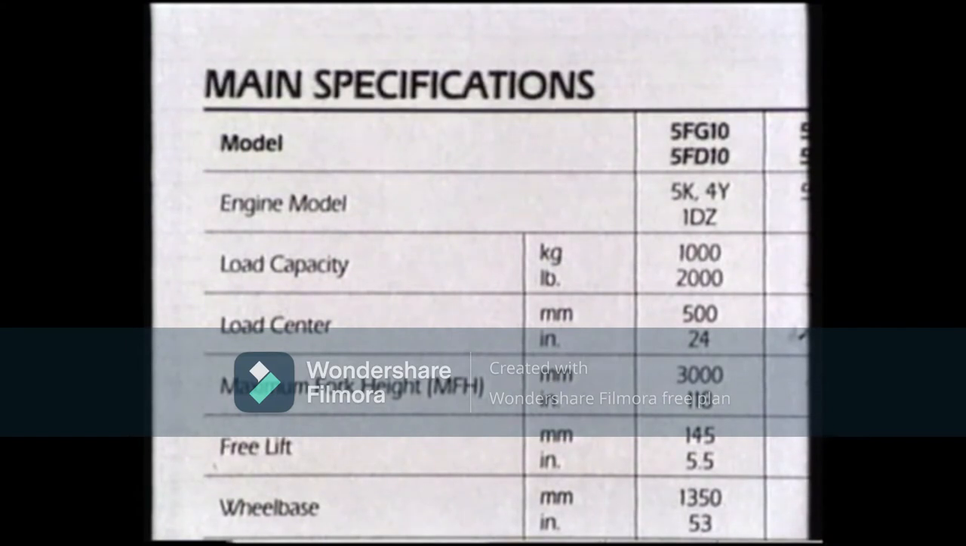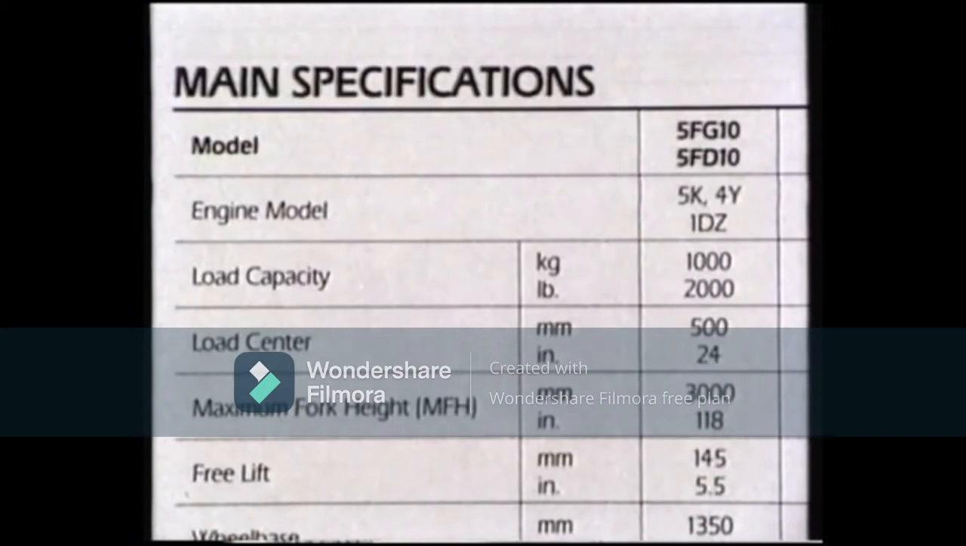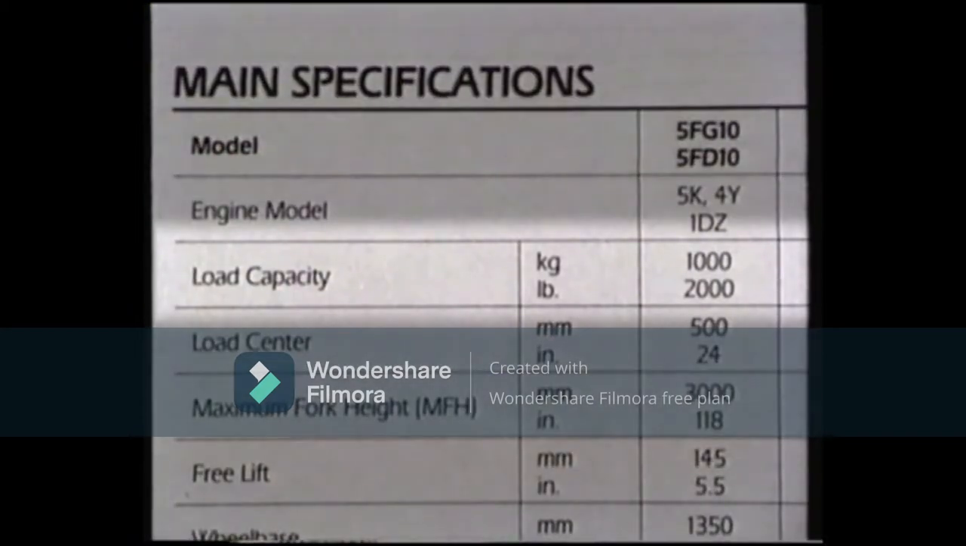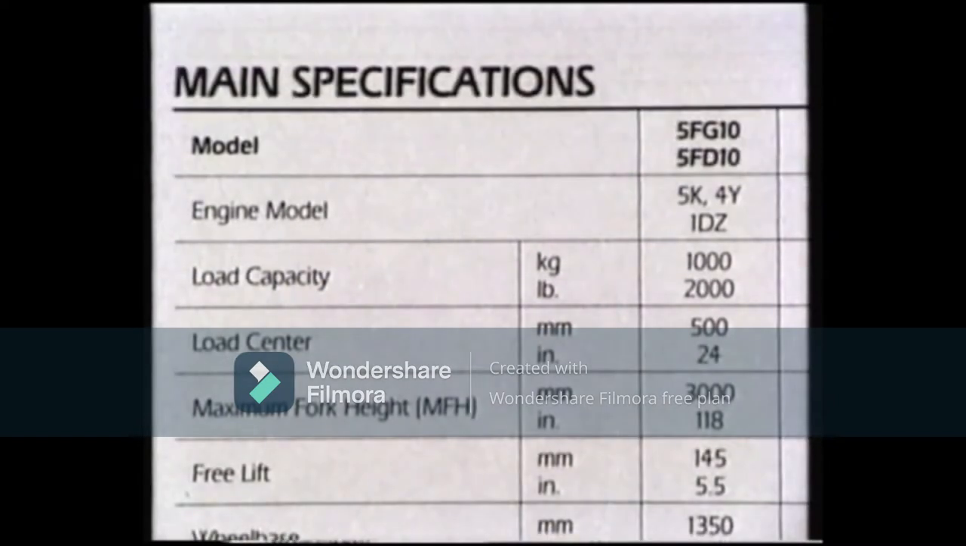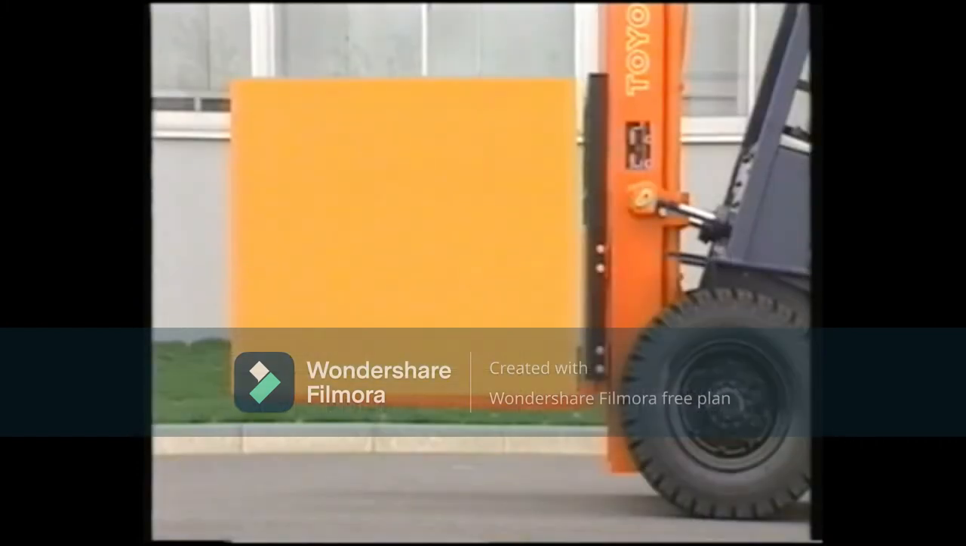Now, let's take a look at the specification sheet for a forklift. Load capacity shows the maximum weight that the forklift can handle. Load center shows the distance from the front of the vertical section of the fork to the center of gravity of the cargo when the mast is in the upright position.